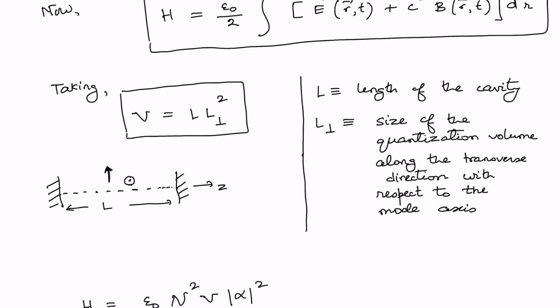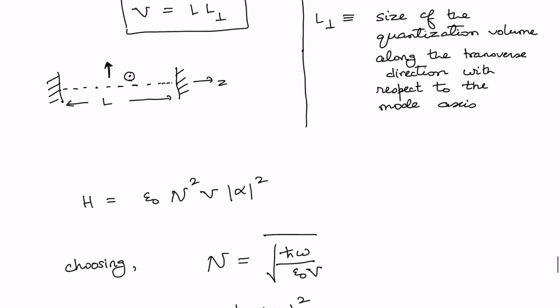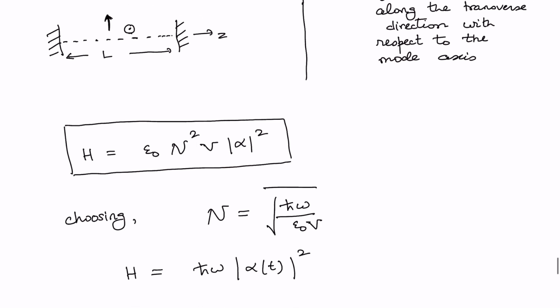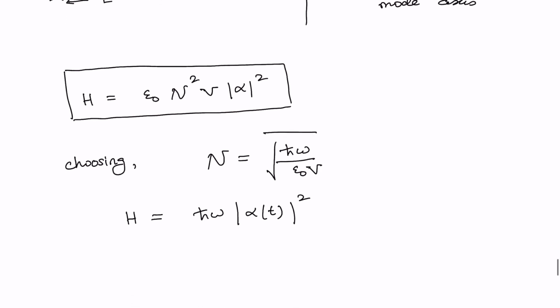L perpendicular is the size of the quantization volume along the transverse direction with respect to the mode axis. If I take that, then I can work out the Hamiltonian for the electromagnetic field in this particular form. I will request you to do this yourself. Otherwise, we are going to do that in the problem solving session once again. And now, choosing the constant n in this form, square root of 2 omega by epsilon 0 V, we can write the Hamiltonian finally in this form.